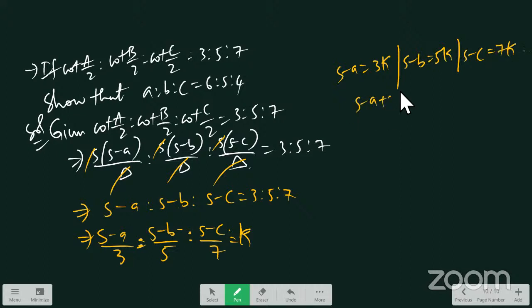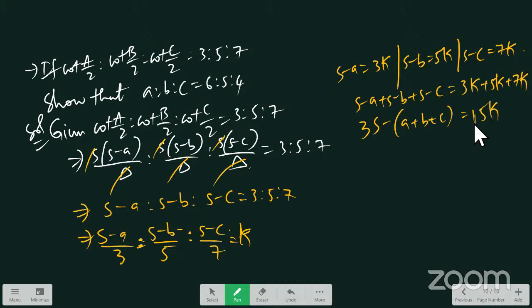Now (s minus a) plus (s minus b) plus (s minus c) equals 3k plus 5k plus 7k. S plus s plus s is 3s, minus a minus b minus c is minus of (a plus b plus c). Total on the right it is 15k. Now 3s minus 2s equal to 15k. S is nothing but 15k.